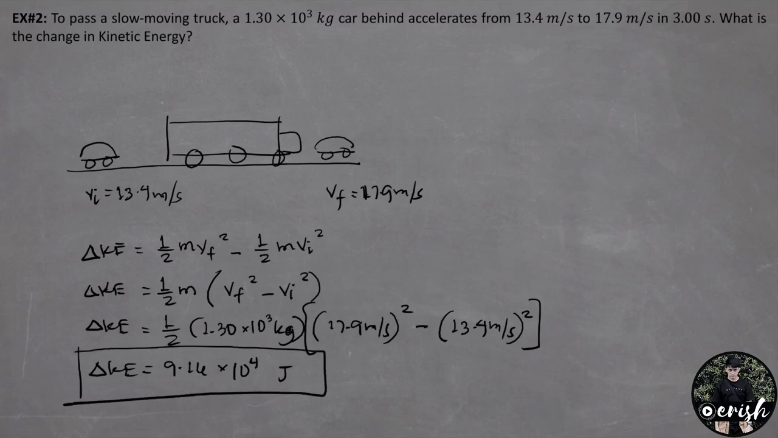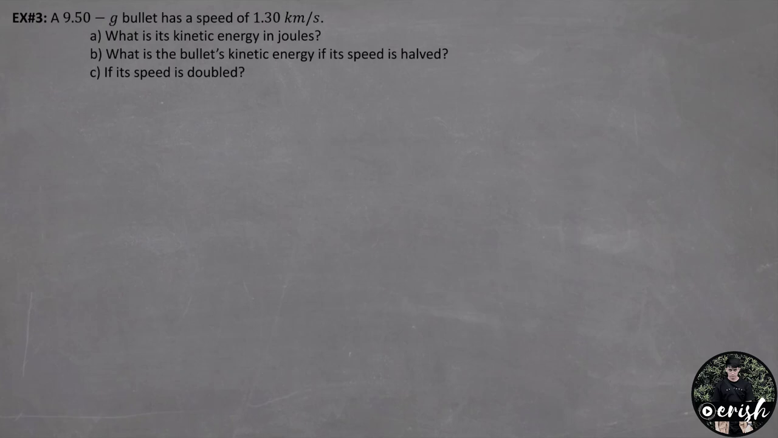This is example number 2. A 9.5 gram bullet has a speed of 1.3 kilometers per second. Letter A, what is its kinetic energy in joules? Letter B, what is the bullet's kinetic energy if the speed is half? Letter C, the bullet's kinetic energy if its speed is doubled.